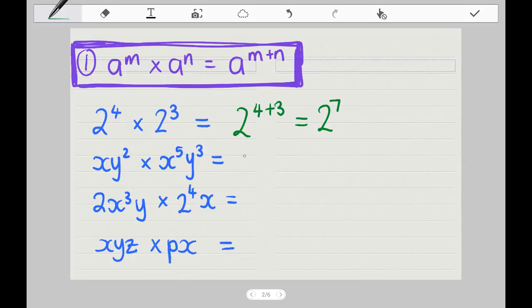Okay, so let's do the second one. So we have 2 bases over here, x and y. So just be careful that we only multiply and add over the same bases. So for x, we've got this one here has a 1. It's like an invisible 1. So there's no power, it's 1. And then we've got 5, so it's plus 5. And then for the y, we've got 2 plus 3. So we've applied the law to each one of the bases individually. So that would be x to the power of 6, y to the power of 5.